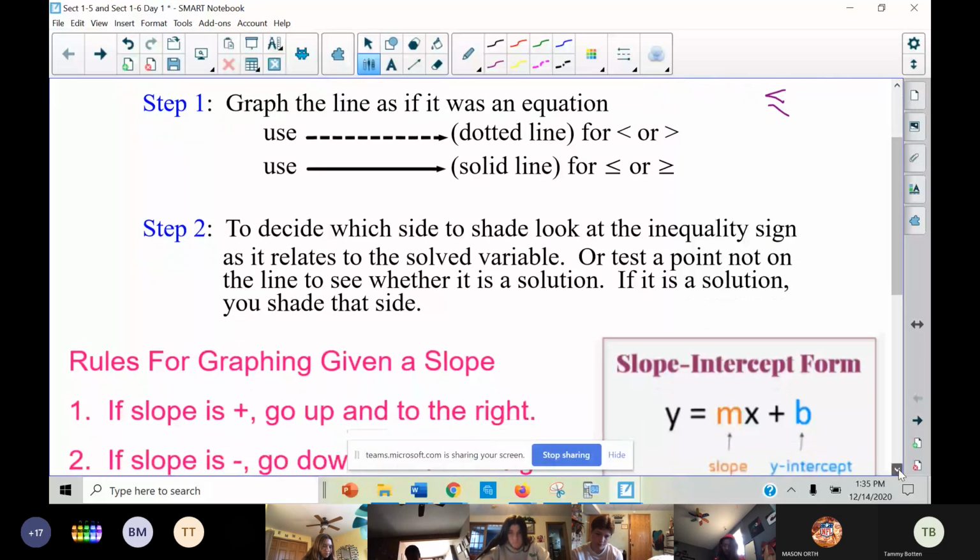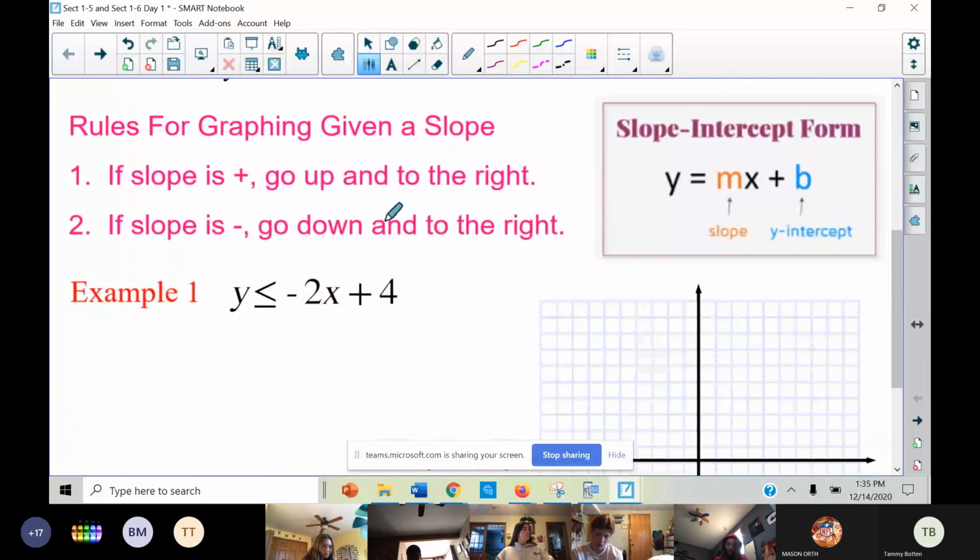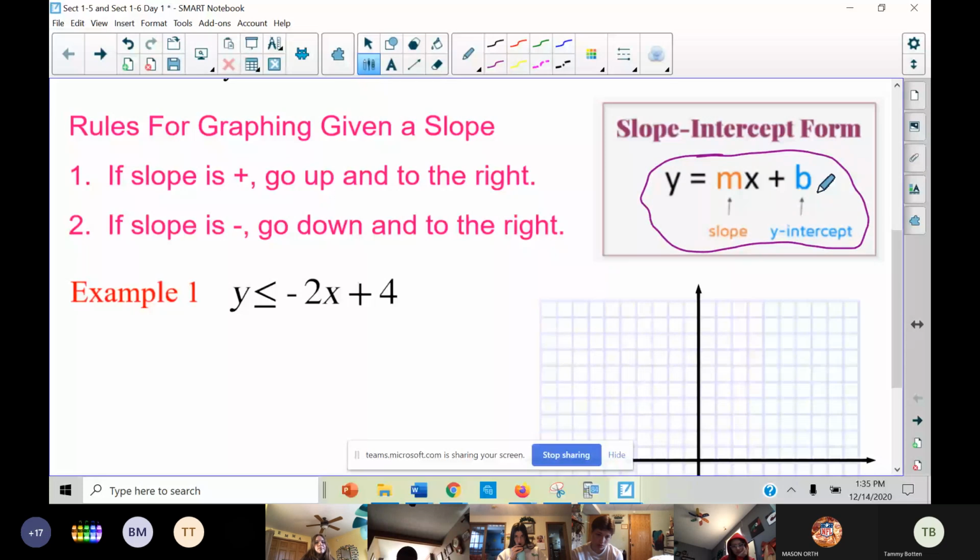Okay. Another thing that is true is we are going to be making sure that our lines are in slope-intercept form, which I think you guys know from last week is y equals mx plus b, and we're going to use our slope and our y-intercept to graph the lines.